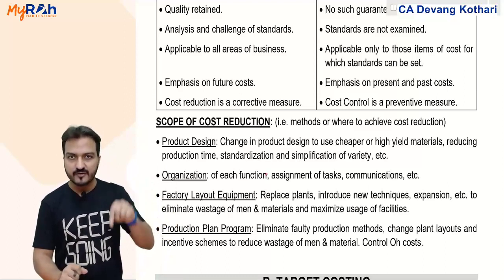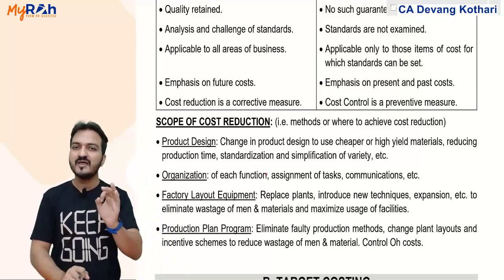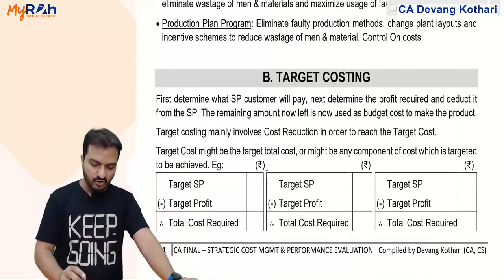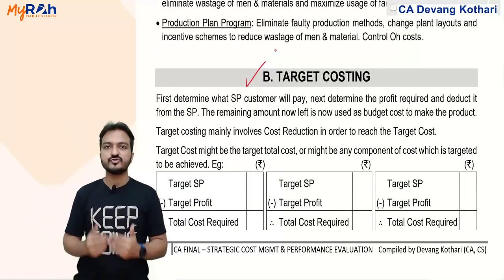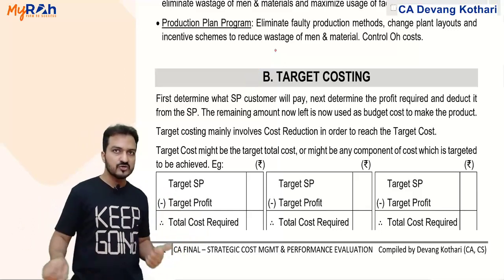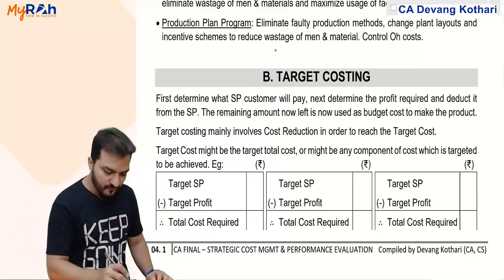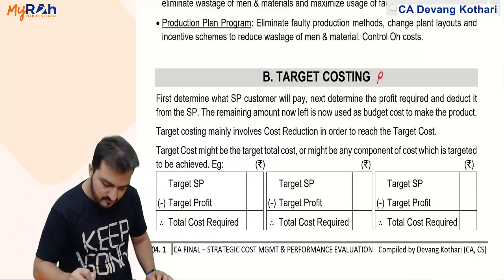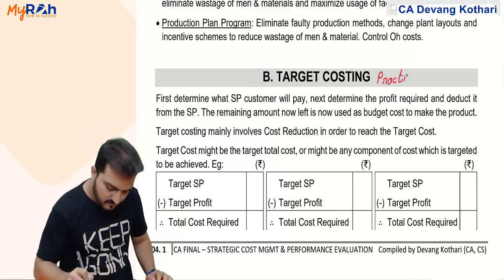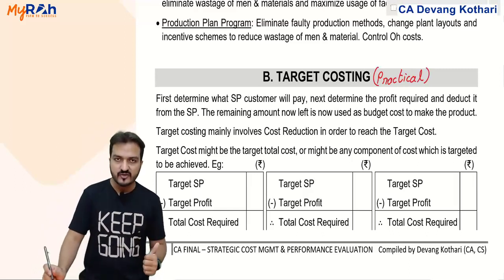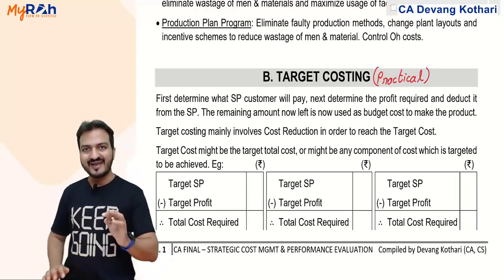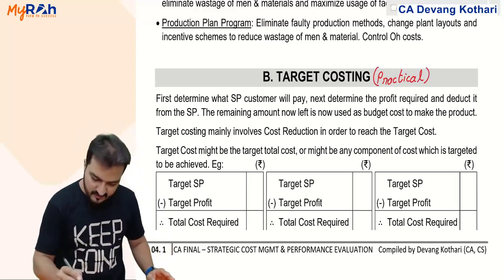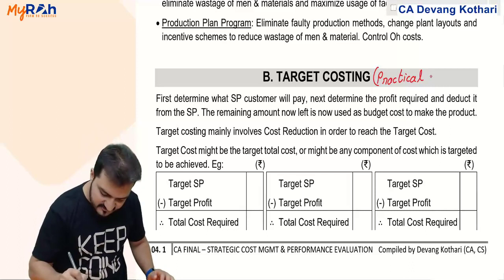Now, this cost reduction is mainly applied in my next topic called target costing. Cost reduction is applied when you wish to reach a target cost. Target costing is a topic which is important for practical. Yes, theory is also there, but more important in practical, plus more important in analysis. So target costing is important for practicals and analysis.